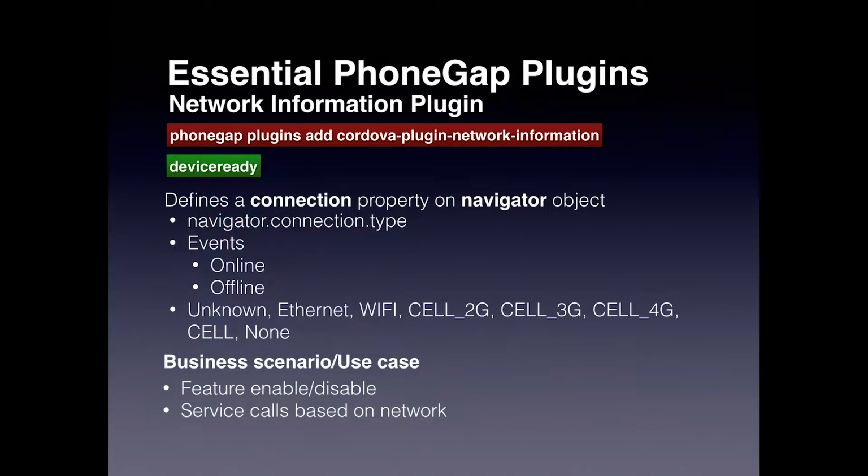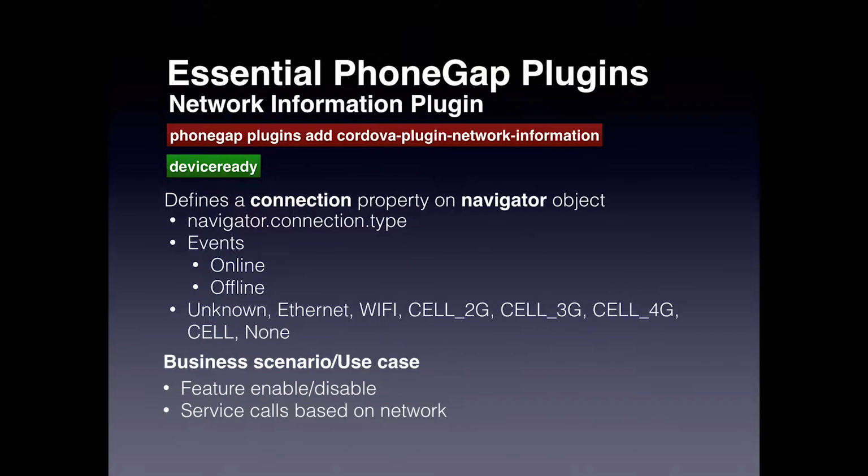Network Information Plugin. This plugin helps us get information about the connection type and its speed, whether the user is online or offline. We can find out if the user is on Ethernet, Wi-Fi, or cellular 2G, 3G, 4G, and based on that we can recommend whether the user should be using a given functionality or not.